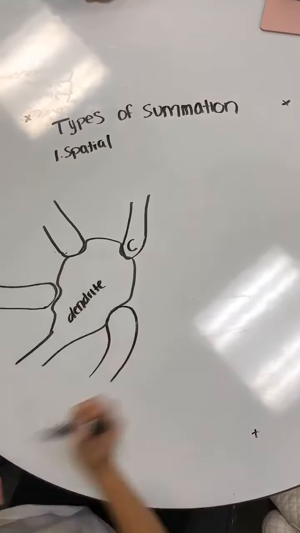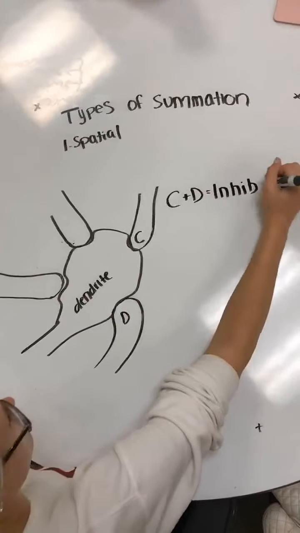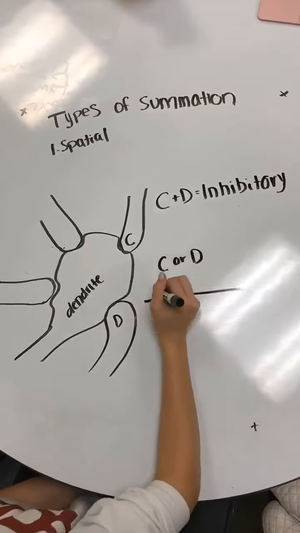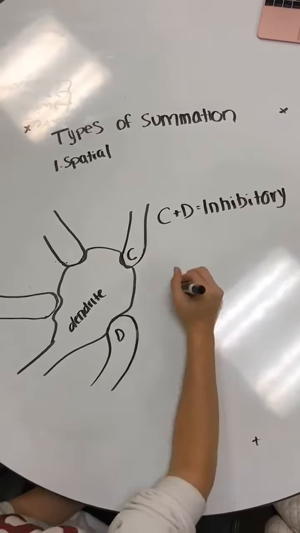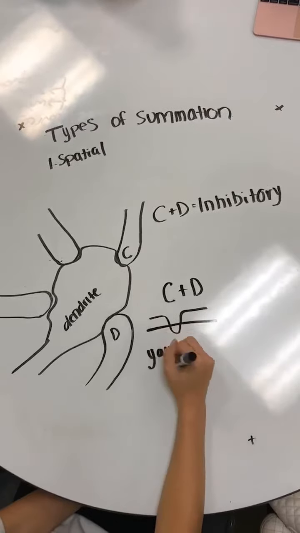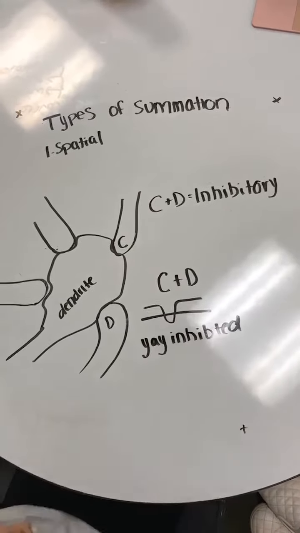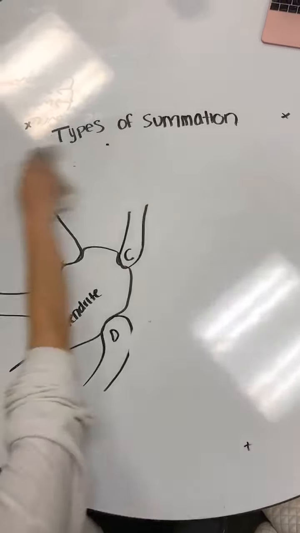Nothing will occur. When C and D are compared, they are inhibitory, so therefore they're going to cause an inhibitory response. But again, they will not produce a large enough response alone. When they are paired together, they will induce inhibition.